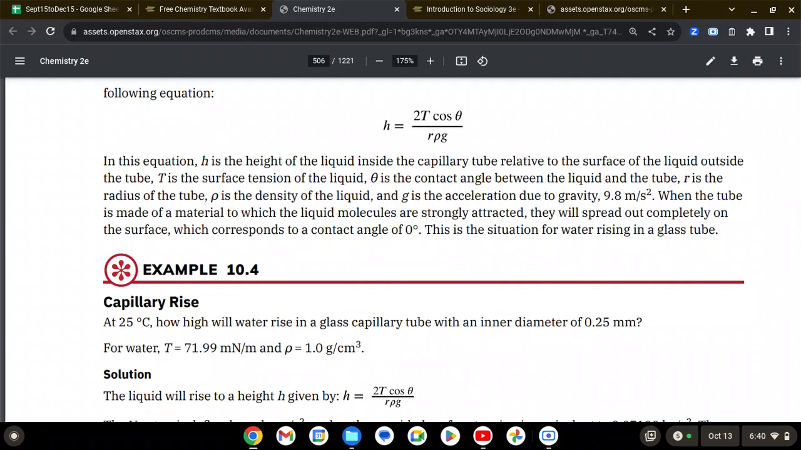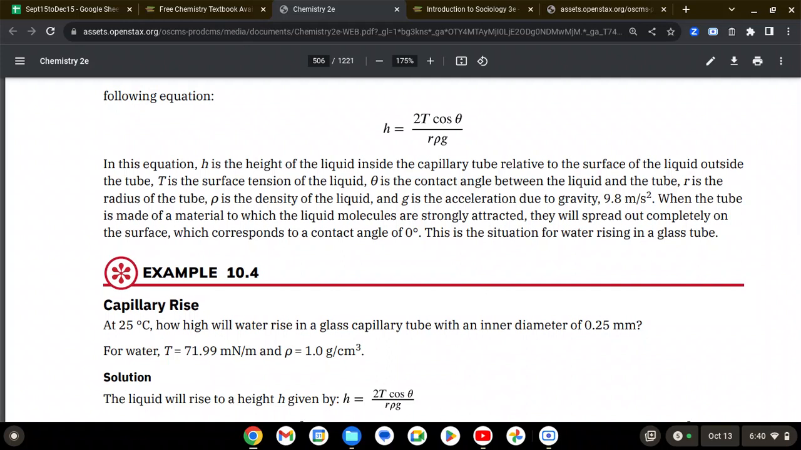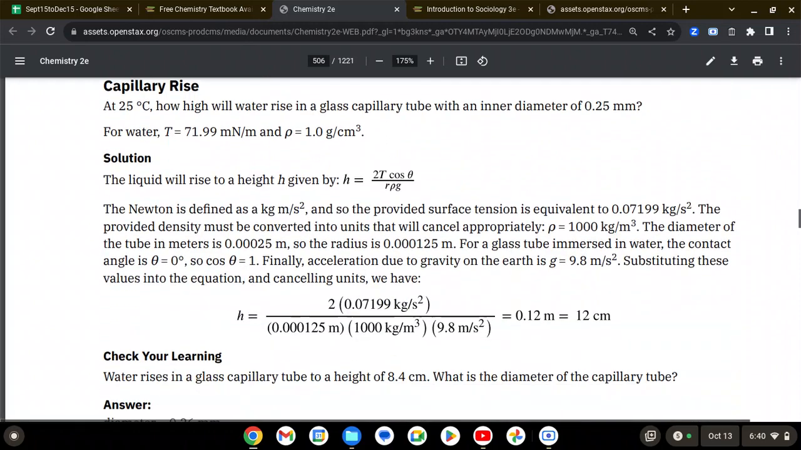When the tube is made of a material to which the liquid molecules are strongly attracted, they will spread out completely on the surface, which corresponds to a contact angle of 0. This is the situation for water rising in a glass tube.